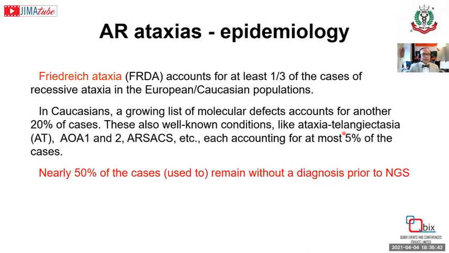So the most common among the ataxias, autosomal recessive, is Friedreich's ataxia. I'm sure all of you have seen patients. It's mainly in the Caucasian population that we've seen them. And there are, in addition, other ataxia with oculomotor apraxia 1 and 2, and others which we can see as autosomal recessive ataxias.